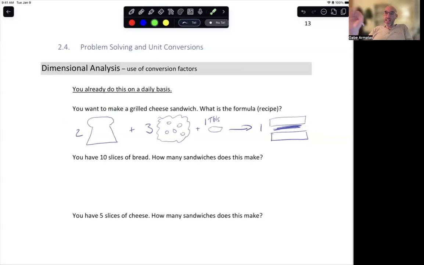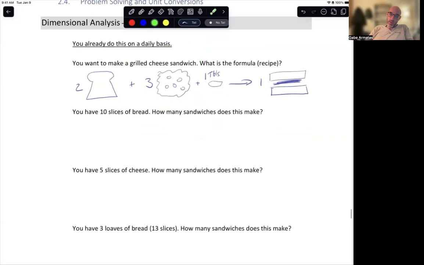Okay. So if I have 10 slices of bread, how many sandwiches can I make? So right off the top of your head, you're just like, oh, well, 10 slices of bread, 10 divided by 2, because that's how many slices is going to make me 5 sandwiches. But let's put it into mathematics here.